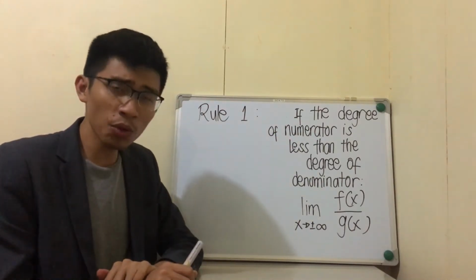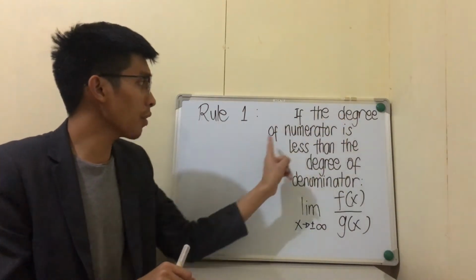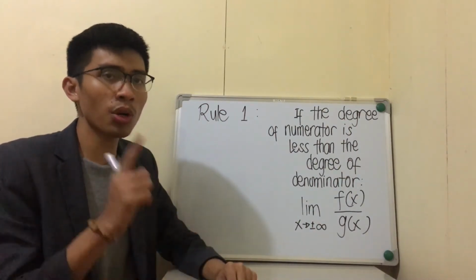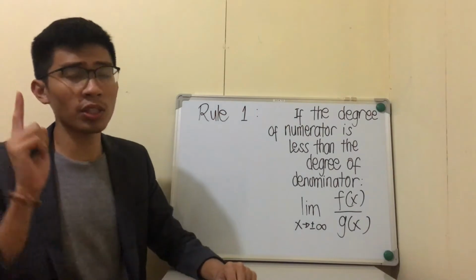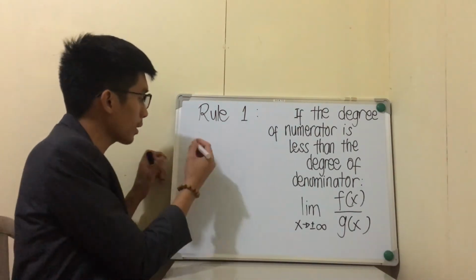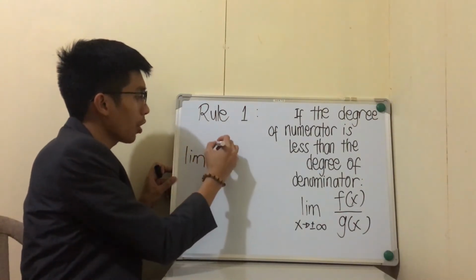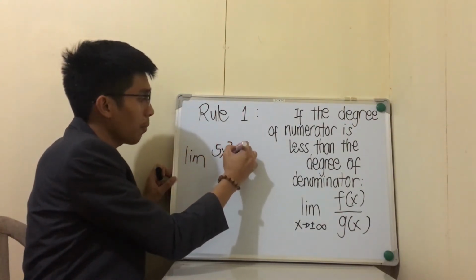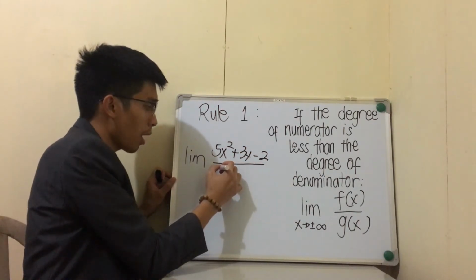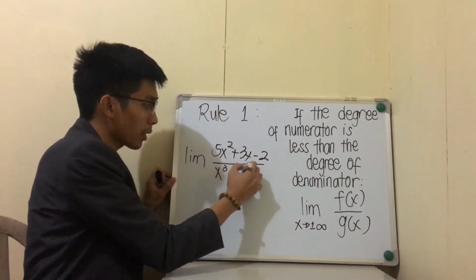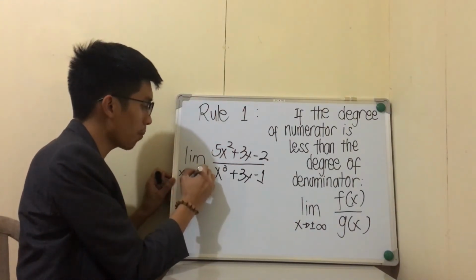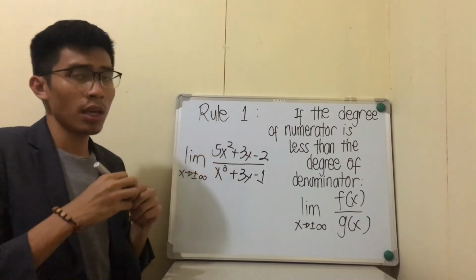For rule number one, what if the degree of the numerator is less than the degree of the denominator? What is the limit of that function? For rule number one, the function looks like this: the limit of 5x squared plus 3x minus 2 all over x cubed plus 3x minus 1 as x approaches either positive or negative infinity.